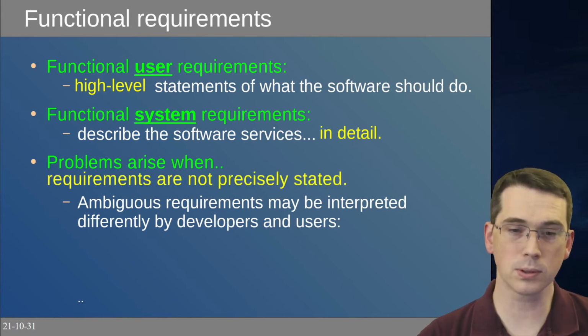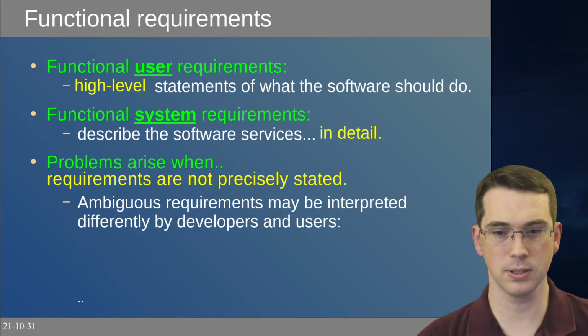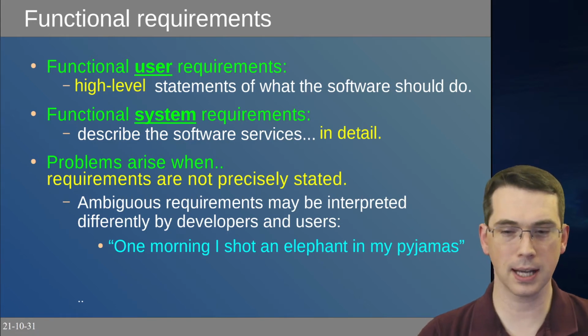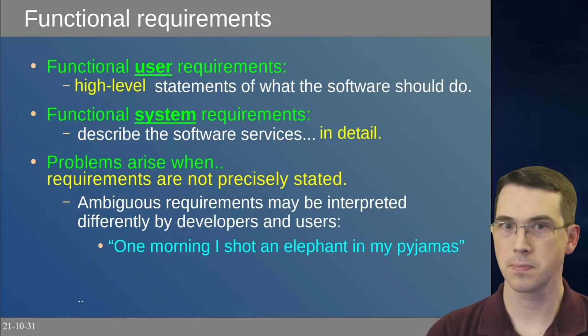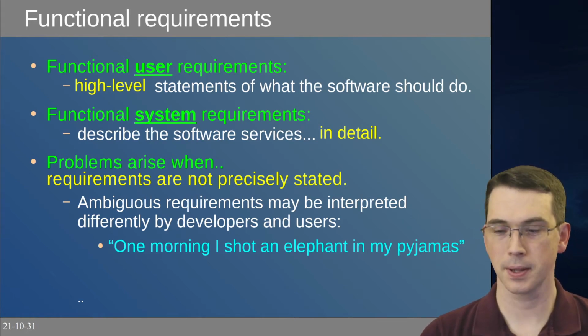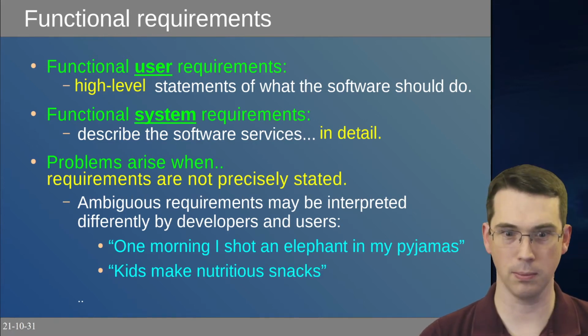Now, of course, problems will arise when requirements are not precisely stated. There's a lot of ambiguity that's possible as you interpret different things, and a lot of great jokes are built on this. For example, a classic joke is, one morning I shot an elephant in my pajamas. I'm not sure how he got into my pajamas. Ba-dum-ching. Of course, they're talking about shooting with a camera, not anything else, I hope.